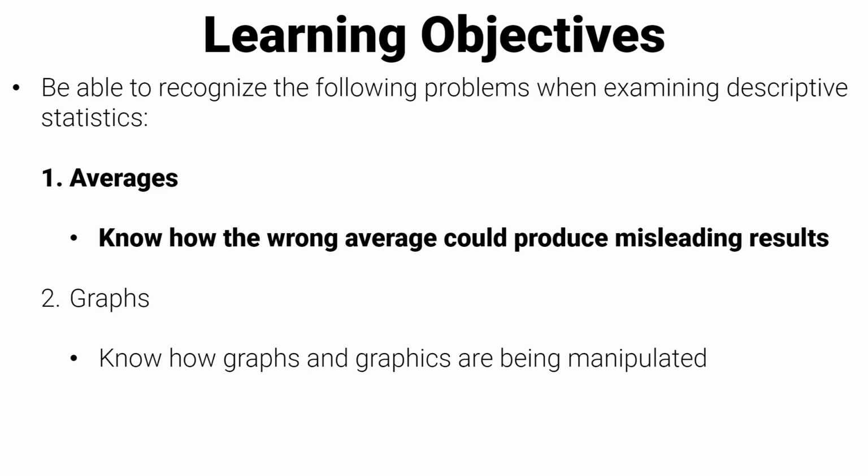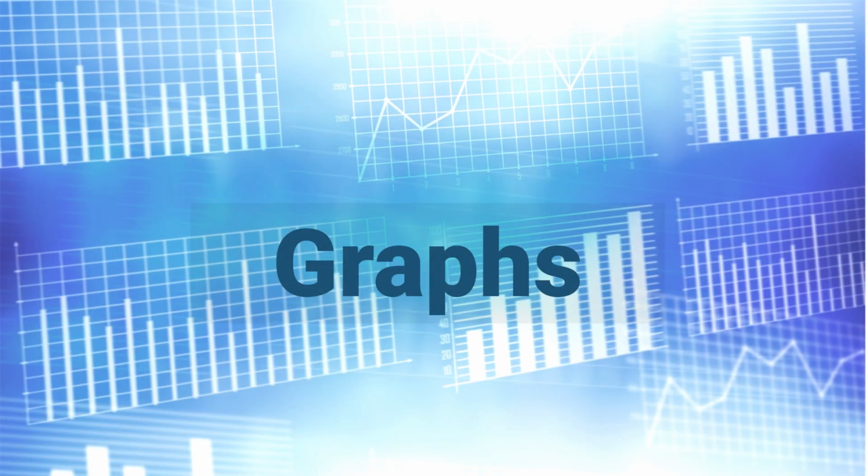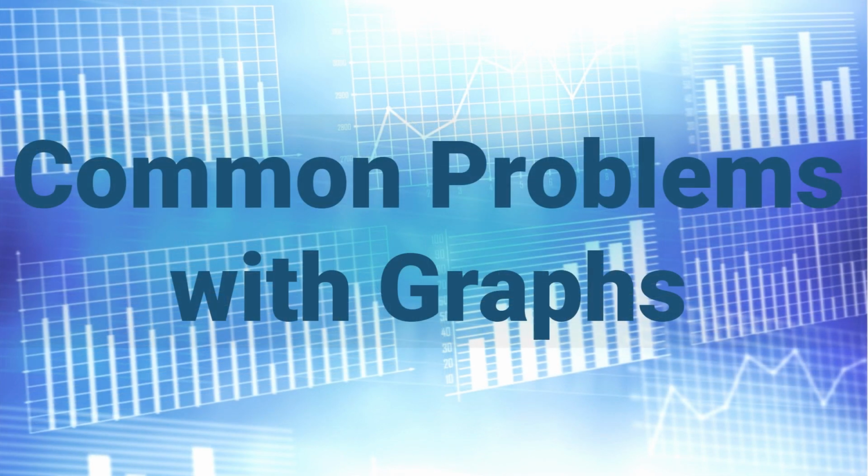Now you have an understanding of how the wrong average can produce misleading results. Let's discuss how graphs and graphics can be manipulated. Now we'll discuss 4 of the most common problems that can occur with the display of graphs or graphics.